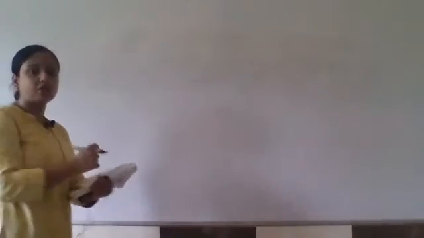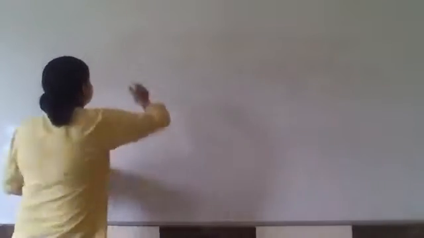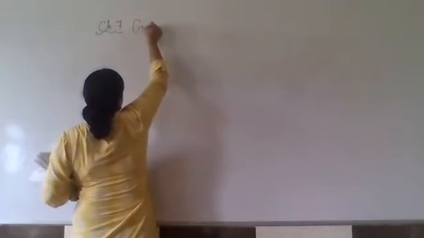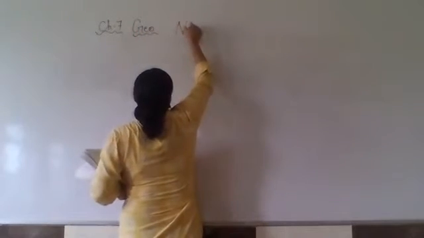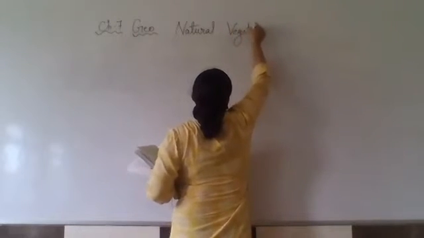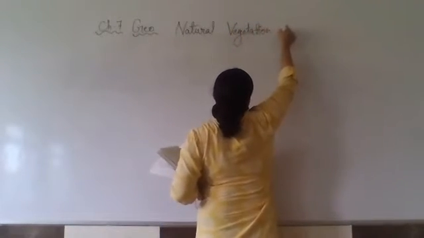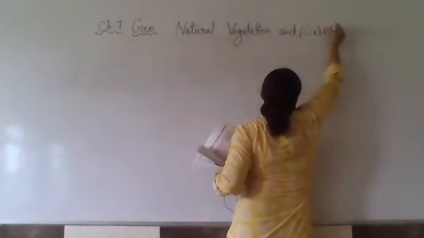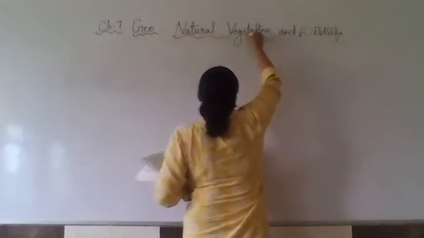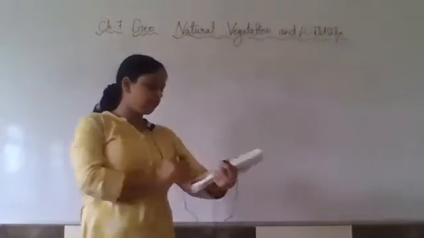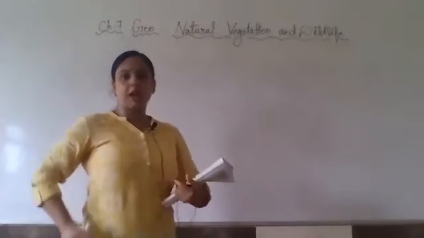Okay, so we can start our chapter. Today's topic is chapter 7 of geography, natural vegetation and wildlife. So this is our topic for today. We are going to discuss this chapter.